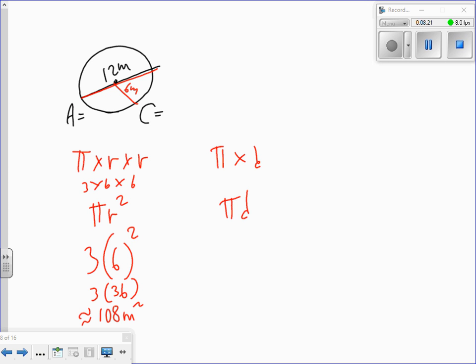Now if you use 3.14 instead of that, you get 3.14 times 36, which is, I don't know, 113 something, right? If you use the pi button, you got something even closer, but it's okay to use 3 if you don't need to be accurate. In the second question, I'm going to use 3 as pi, and the diameter is 12. So all we have to do is take pi times diameter, or 3 times 12, which is 36 meters for your circumference, or the distance around the edge.